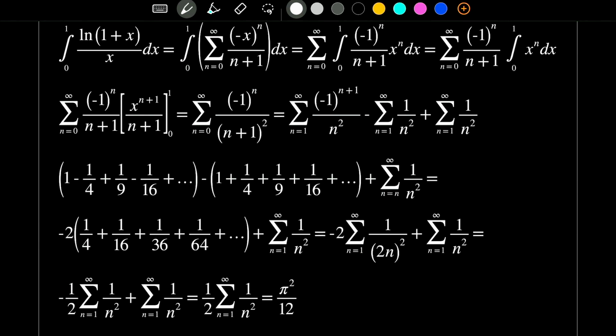So thank you so much for watching. We've got a very nice solution. Notice that we have this integral only using log functions, and we end up with this pi squared, right? So amazing. Thank you so much for watching. Till next time.